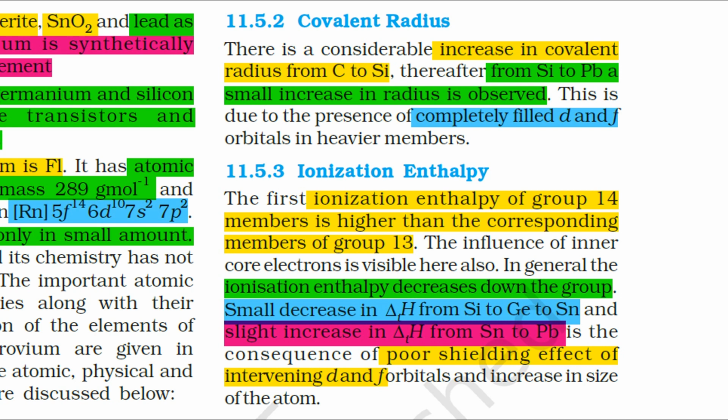This is due to the presence of completely filled d and f orbitals in heavier elements. As I told you in the beginning of this chapter, most of the exceptions that you are going to see in this p block element are due to the d and f electrons. So you can see that here also.